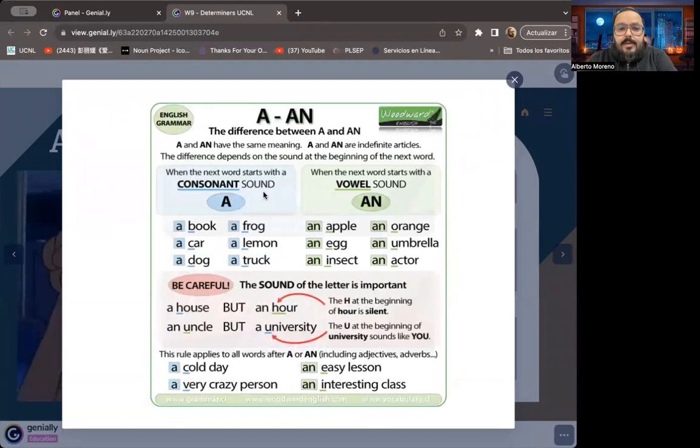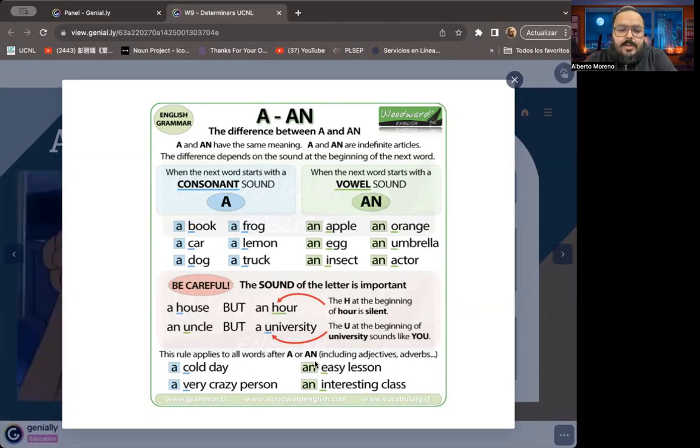Okay. Now, when to use a and when to use an? Very easy. When the next word starts with a consonant sound, we use a. And when the next word starts with a vowel sound, we use an. For example, a book, a frog, a car, a lemon, a dog, a truck, or an apple, an egg, an insect, an orange, an umbrella, an actor.